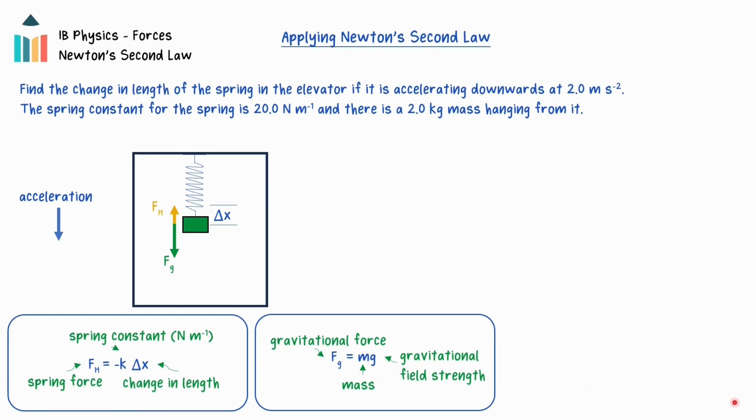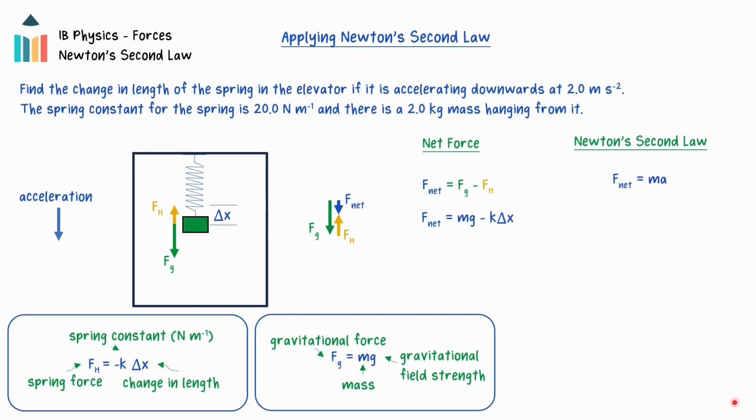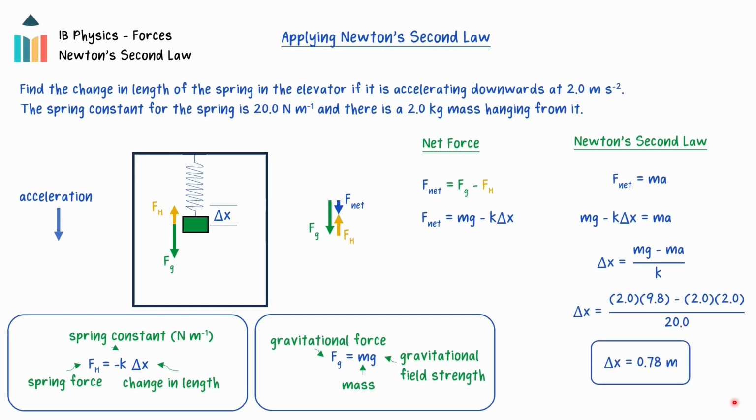The net force acting on the block is equal to the vector sum of these two forces, the force of gravity minus the spring force. By substituting the equations for the spring force and the force of gravity into the net force, we can find the equation for the net force. We can then go on to apply Newton's second law with this expression for the net force and rearrange it to find the change in length of the spring. Substituting the known values into this equation, we can find that the change in length of the spring will be 0.78 meters. This is a smaller extension than the spring would have if the elevator were at rest or moving at a constant speed.